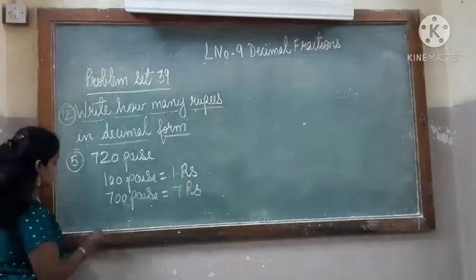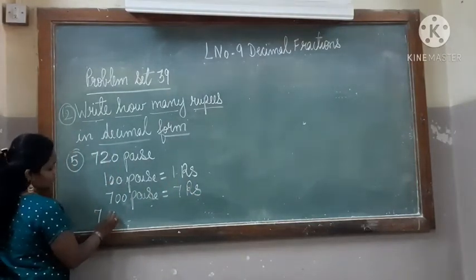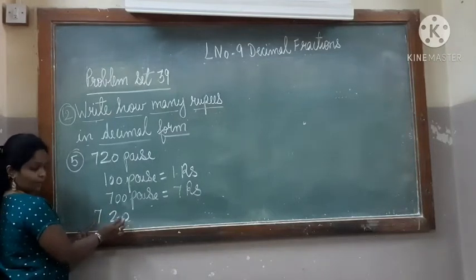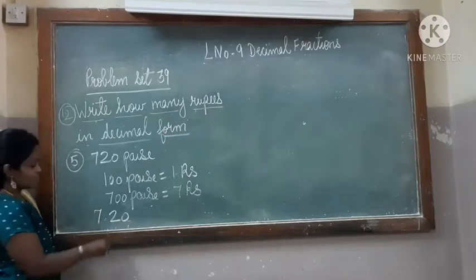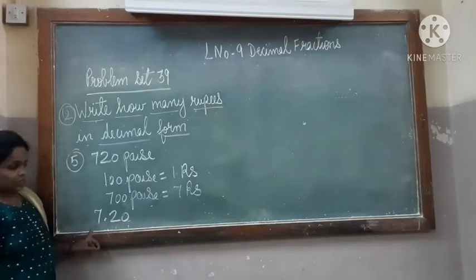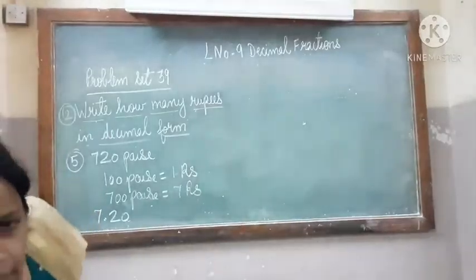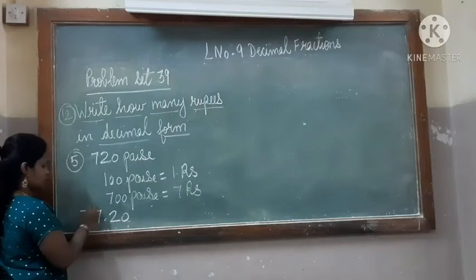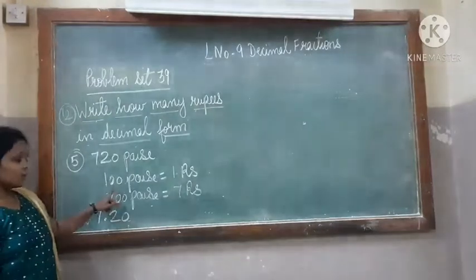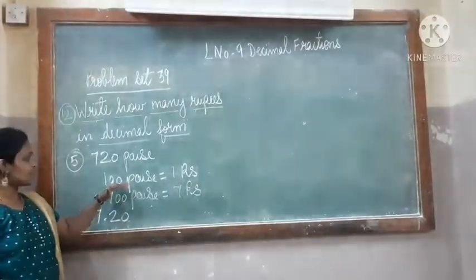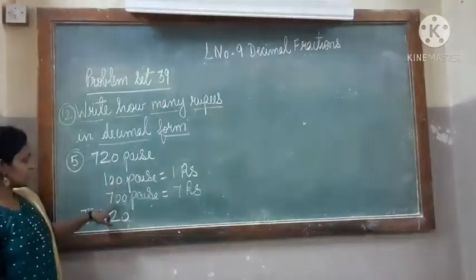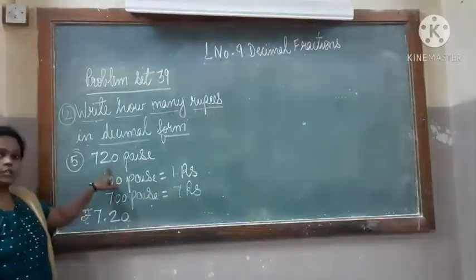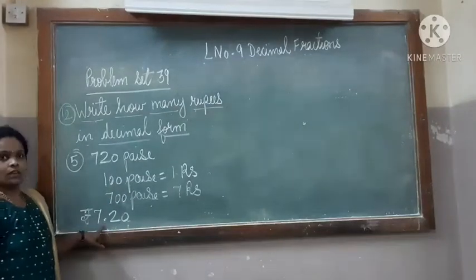So what will be the answer? The answer will be 7 rupees and 20 paise. So the decimal point will come between 7 and 20. Rupees 7 point 20. So this will be the answer. Always keep in mind 1 rupee is equal to 100 paise. So I wrote here 700 paise is equal to 7 rupees. You know that 7 is rupees and 20 is paise, so I wrote rupees 7.20.